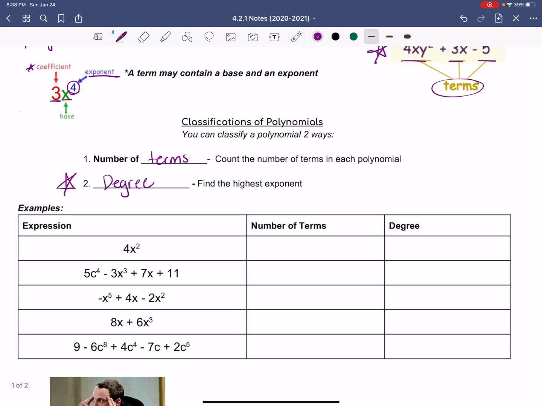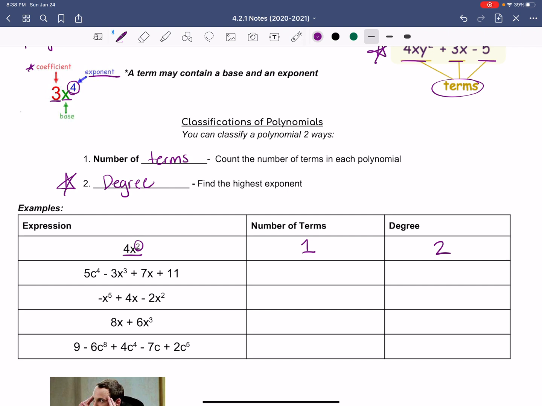So in our examples, we're going to look at these expressions and we want to pick out two things. We want to pick out the number of terms and the degree. So let's start with an easy one. Let's start with that first example. 4x squared. Well, there are no pluses or minuses. There is only one term in this example. And there are no highest exponents because there's only one exponent to choose from. So our degree here would be 2.